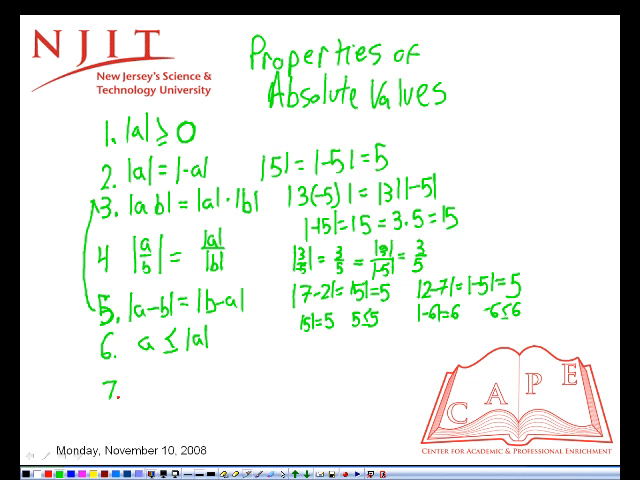The seventh property is called the triangle inequality. This says that the absolute value of the sum of two numbers is less than or equal to the sum of the absolute value of the same two numbers.